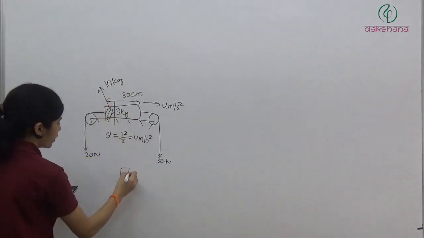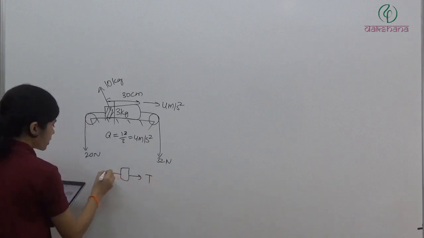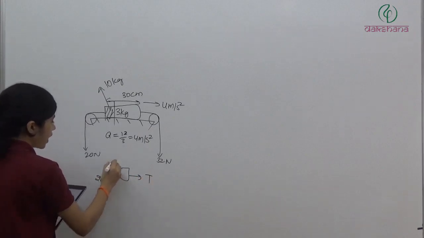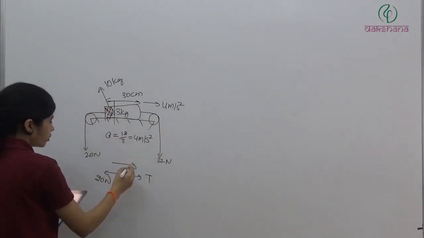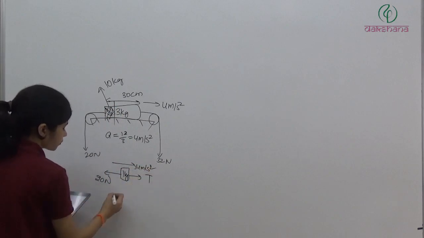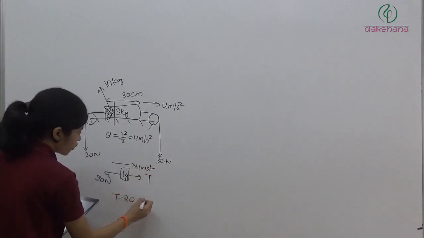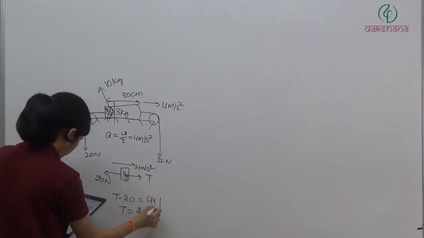Now simply we can do it. Here we have tension. On this side 20 Newton force is acting, the acceleration of the rod is 4, so the acceleration of this part will also be 4. Right? So T minus 20 is equal to 4 into 1. So tension will be 24 Newton. Option 3.